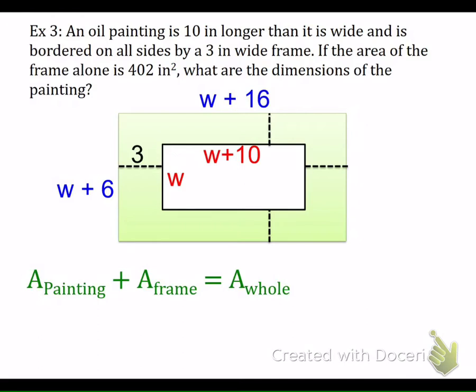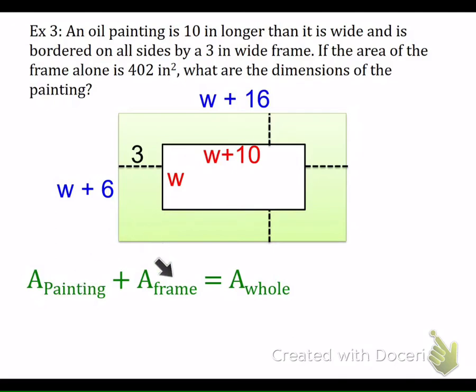Now, which one of these areas can I find based on the expressions that I have on the board? We'll just go through one by one. Can I find this area, the area of the painting? Yeah, what would that one look like? W times W plus 10 would give me the area of the painting. So I'm going to take the area of the painting out and put W times W plus 10 in.